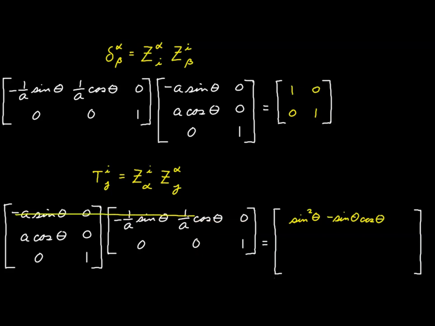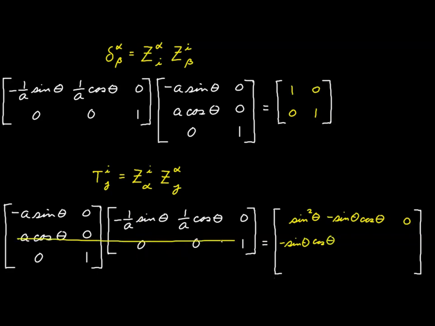Okay, now we're going to have the first row times the third column. This term times 0 plus 0 times 1 is, of course, just equal to 0. All right, so now we're going to have the second row times the first column, and that's a times negative 1 over a, and then sine theta cosine theta. So this term, again, and the second term is 0 times 0. So this, again, is negative sine theta cosine theta, like that.